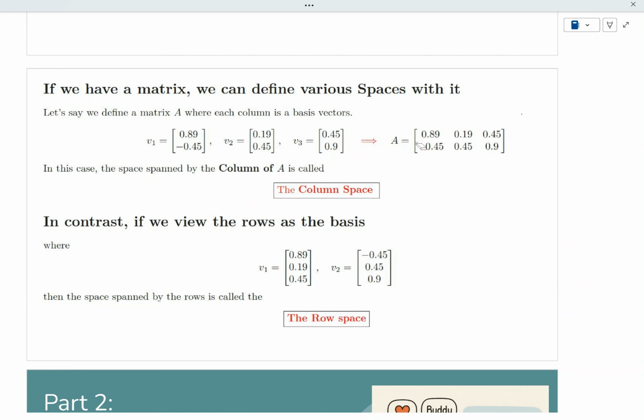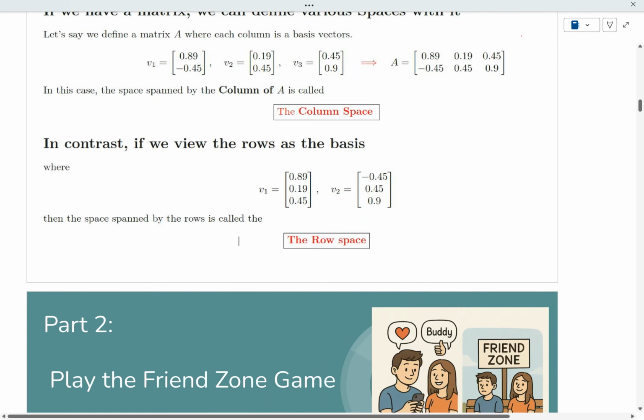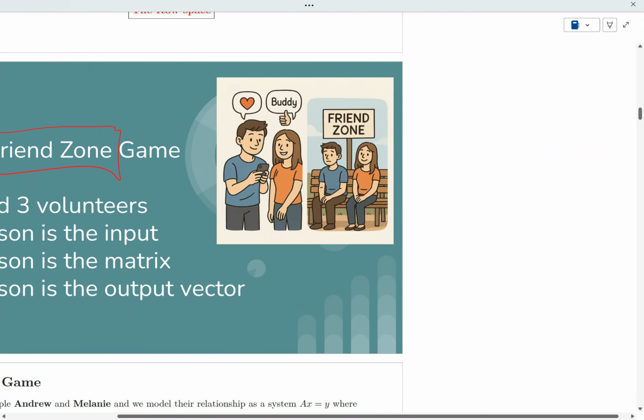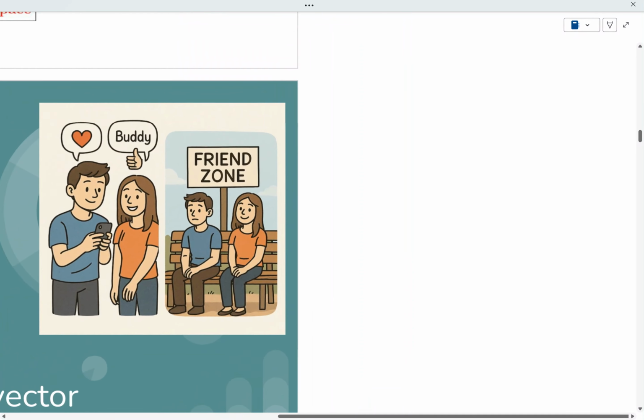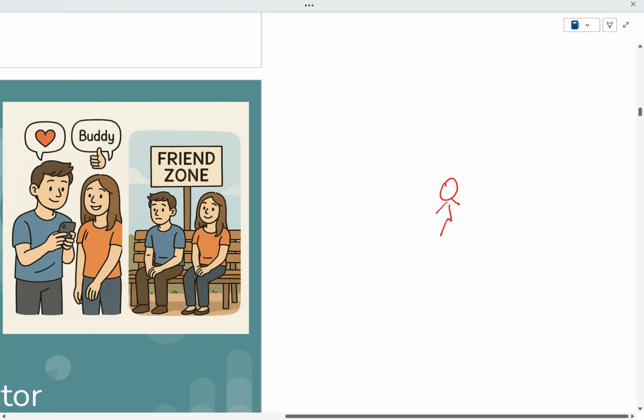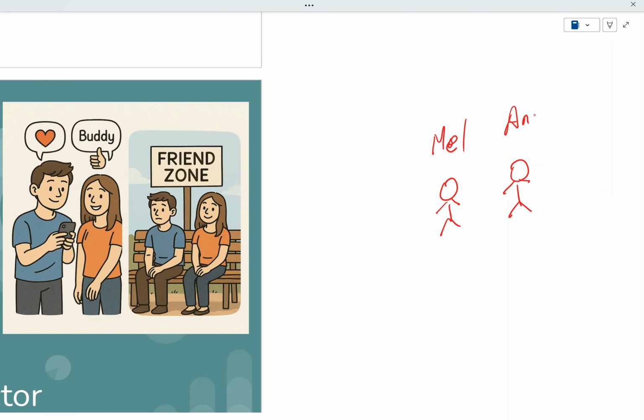Okay, so now that we have an idea of what a space is, we can move on to the game of the day. I want to be able to define a friend zone. Well, in the actual class, we will play this quite differently. Let's say we have a couple of volunteers. I'll bring a couple of people out. We'll call this one Melanie, Mel. And this guy, I'm going to call Andrew. And I'm going to put Jack here. So three people.